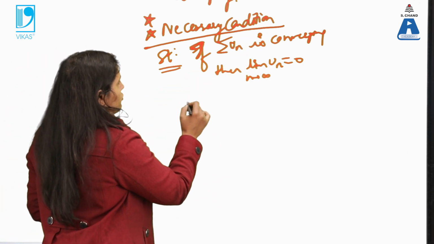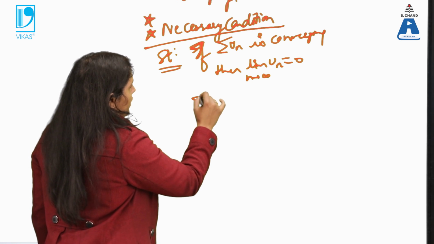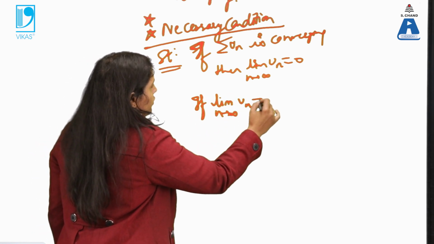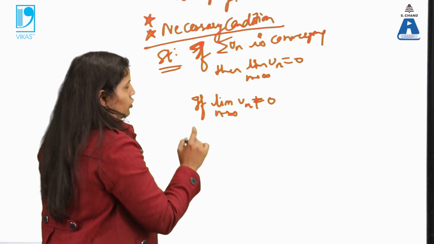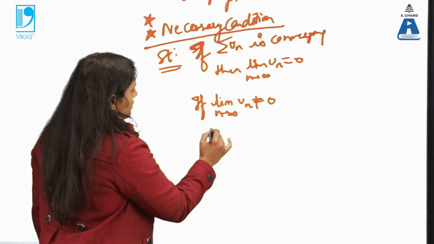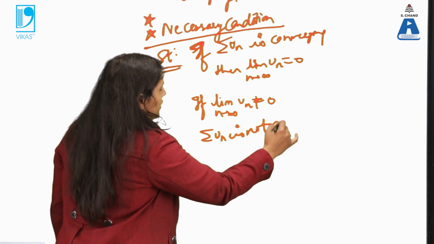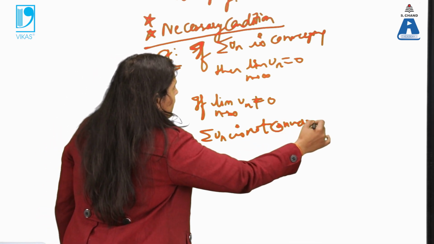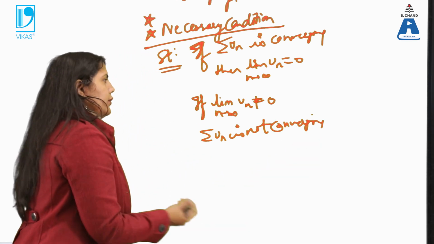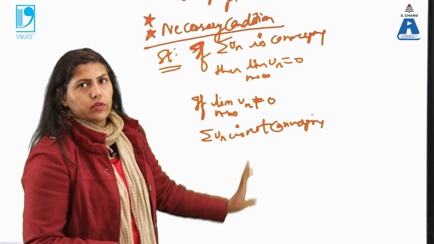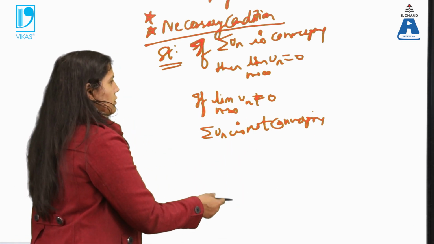It means I'll just go the reverse way. If in case you know that the limit is not equal to 0, then you are very sure that the series is not converging. Very important result. It means if you know in advance that the limit of the nth term is not 0, then easily you can say that the series is not converging.